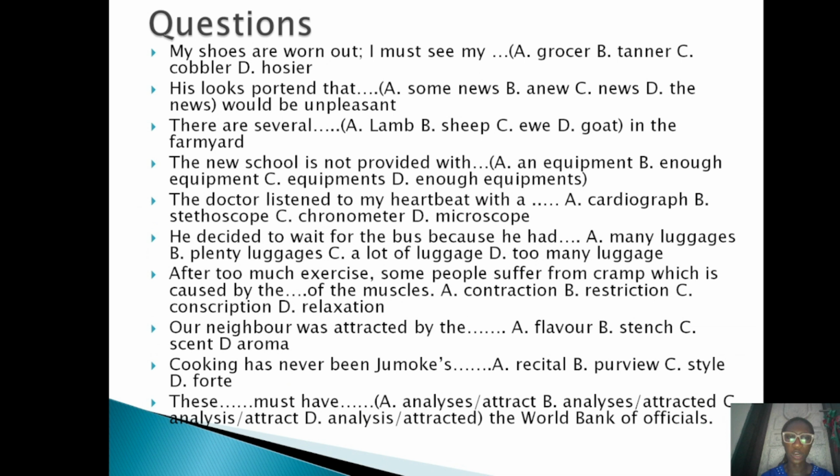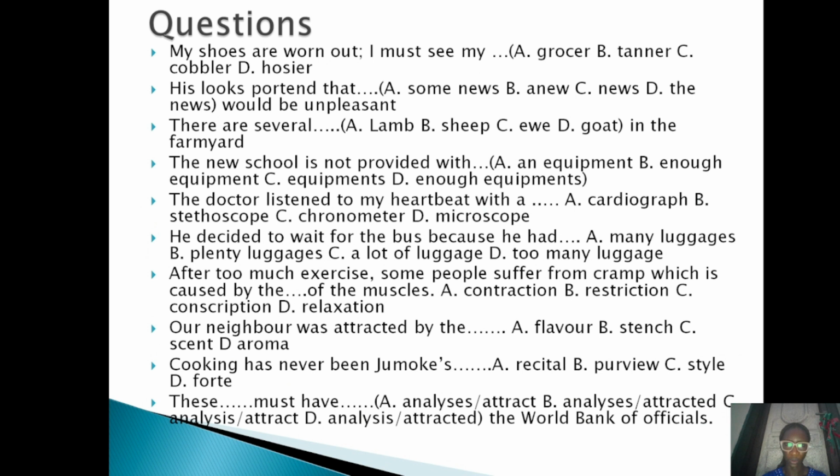His looks portend that dash would be unpleasant. A, some news. B, a new. C, news. D, the news. The correct option is option D. His looks portend that the news would be unpleasant. The news. Remember that when we are referring to uncountable nouns, they can go with the definite article the.